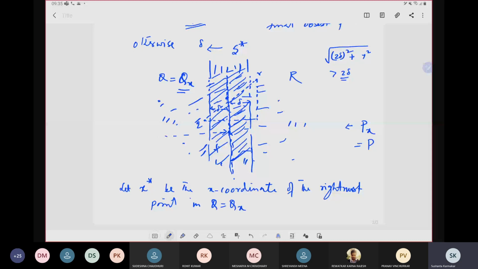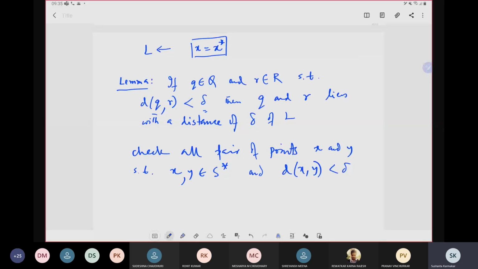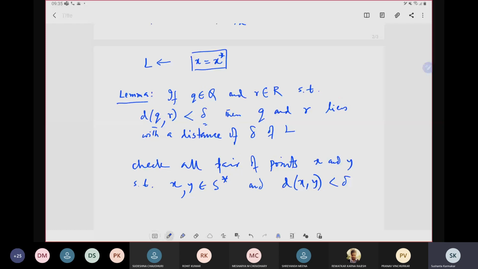So I actually need to check all pairs of points, let's say x and y, such that both are elements of S star, and the distance of x comma y is actually less than delta. I should just check this. Okay, this lemma you can prove easily. This lemma is not difficult to prove. So I need to find out all such x and y.